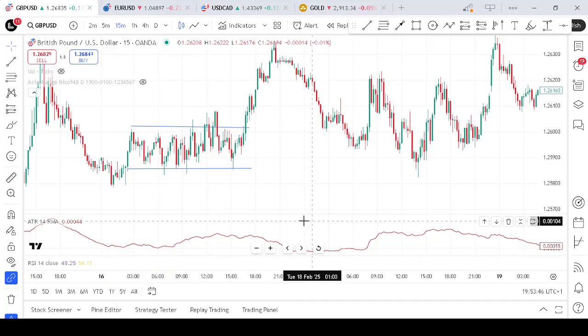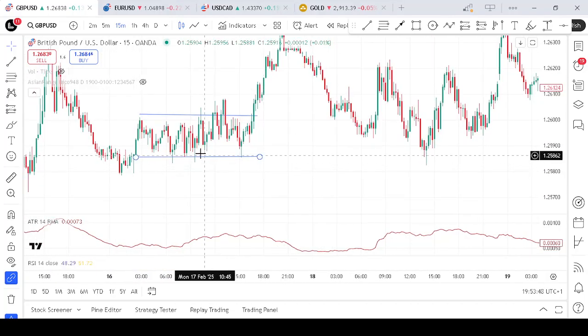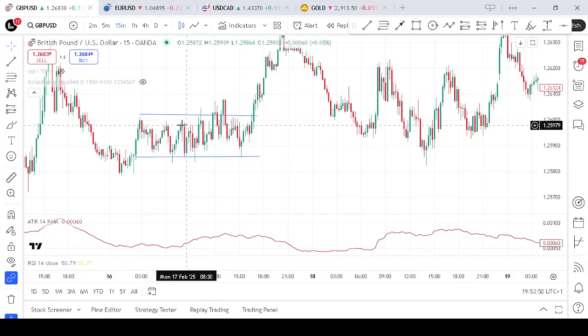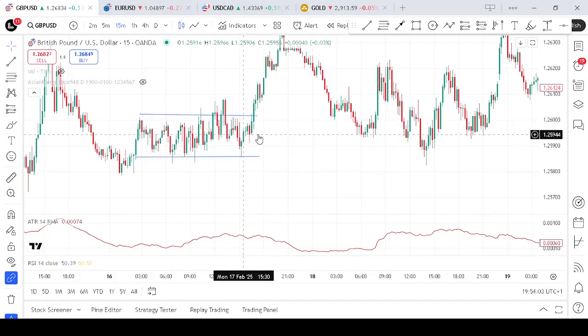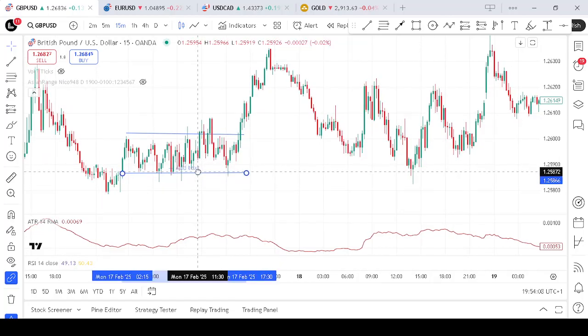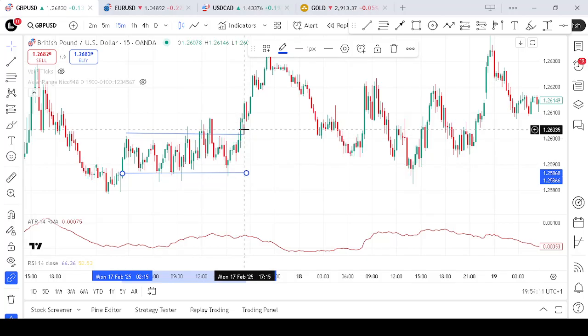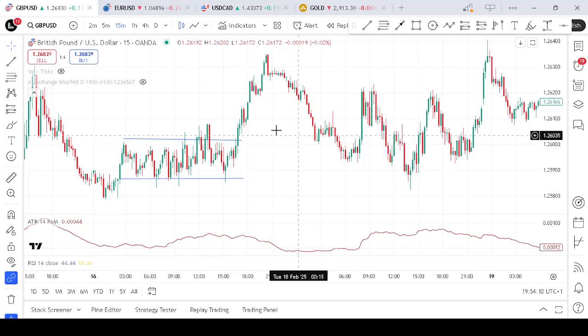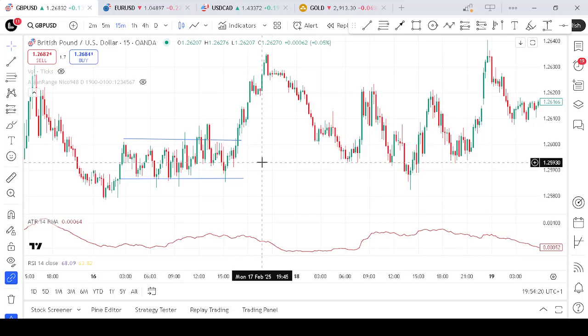To begin range trading, the first step is to identify a clear trading range. This involves spotting horizontal support and resistance levels where the price repeatedly bounces off. Support is the level where buying interest prevents price from falling further, while resistance is the level where selling pressure stops price from rising. As you can see from my screen, I've marked it out.